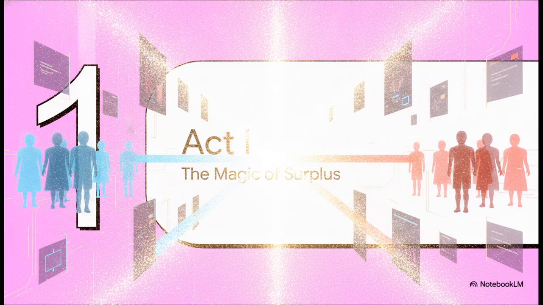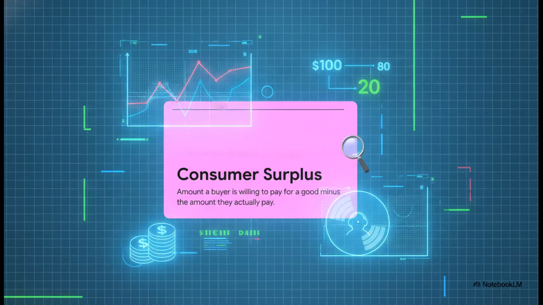Act 1. The magic of surplus. Let's start our simulation in a baseline free market, where voluntary trades generate this glowing, positive economic energy we call surplus. Let's look closely at the buyer side first.